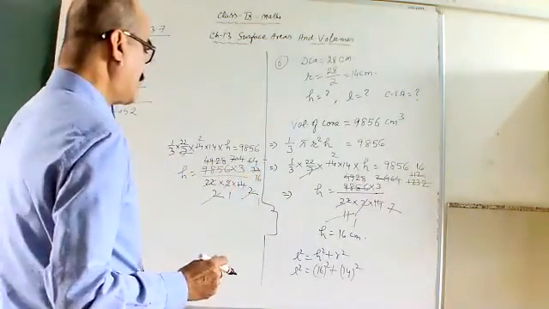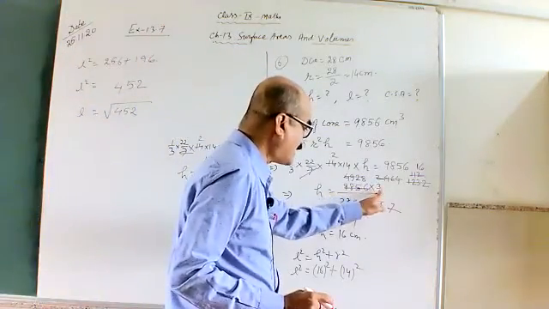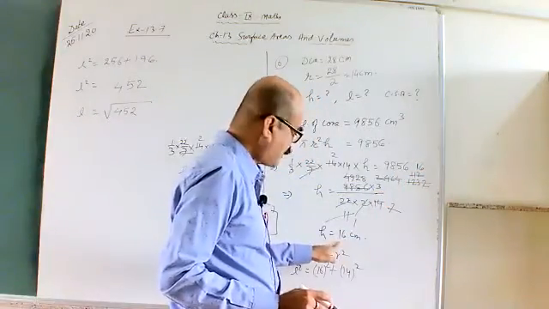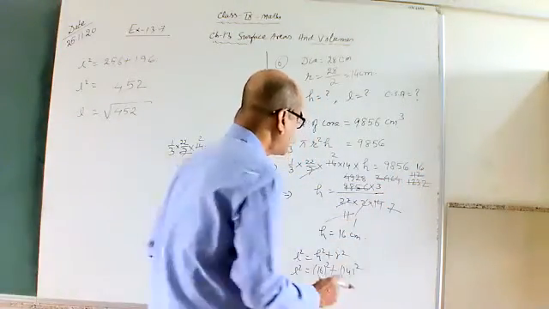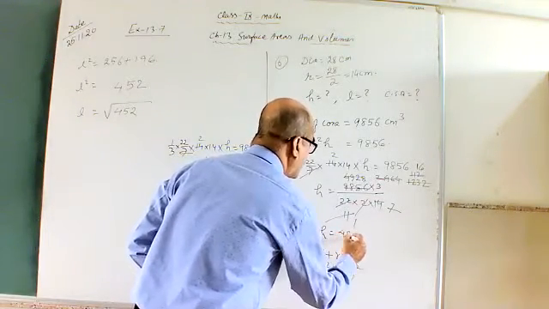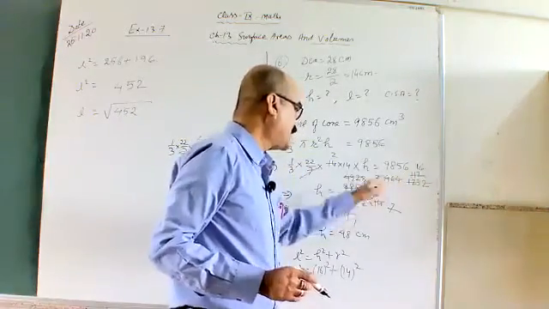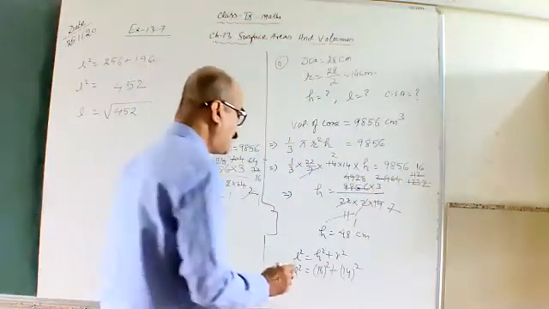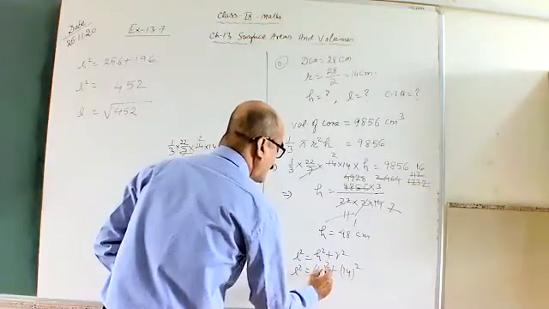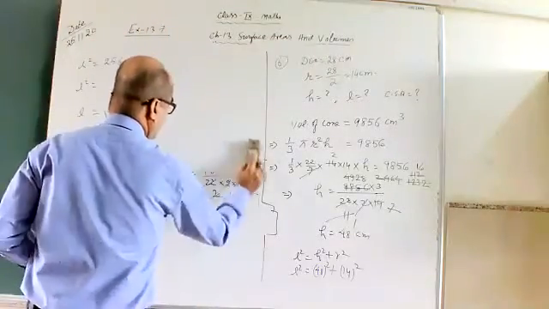We have made a mistake somewhere. Yes, 48 will come. Why? Because we left the 3. 3 into 16, this 2 is left over and we had written only 16. This is our mistake. So 3 times 16 is 48. This will be equal to 48 centimeter. We had left out this 3, and this will be multiplied by 3. So now it will also change. h is 48, 48 square. So this will be totally changed.